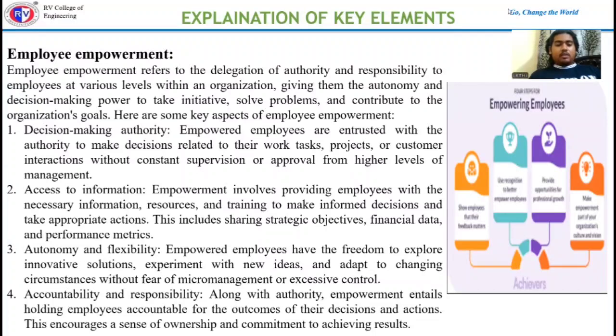appropriate actions. Then autonomy and flexibility. Empowered employees have the freedom to explore innovative solutions, experiment with new ideas, and adapt to changing circumstances without the fear of micromanagement or excessive control. Accountability and responsibility. Along with authority, empowerment entails holding employees accountable for the outcome of their decisions and actions.